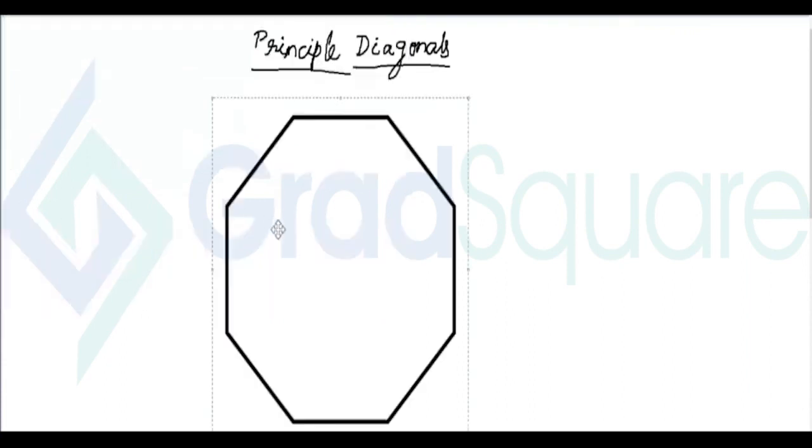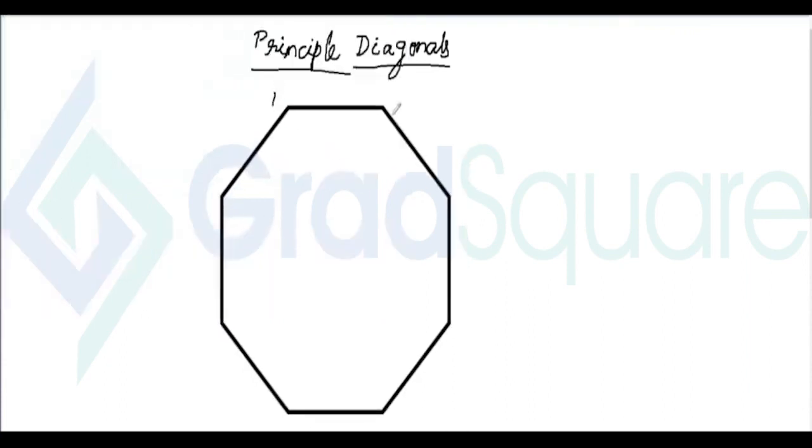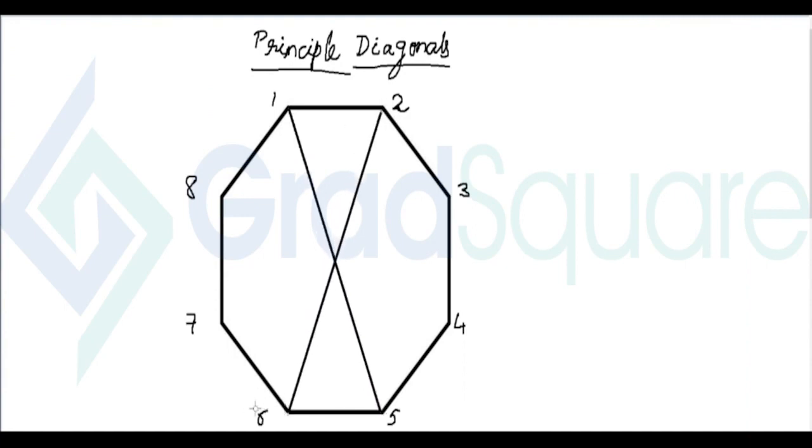So let me once again take the case of the same regular octagon 1, 2, 3, 4, 5, 6, 7, 8. Now in this polygon, it's very simple to figure out that the principal diagonals are formed by joining 1 and 5, and by joining 2 and 6, and by joining 3, 7, and 4, 8. So all these are principal diagonals of the regular octagon: 1, 5, 2, 6, 3, 7, 4, 8. These are formed by joining vertices which are exact opposite to each other. Right?